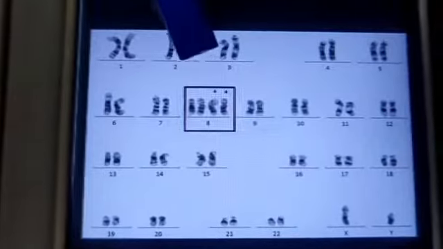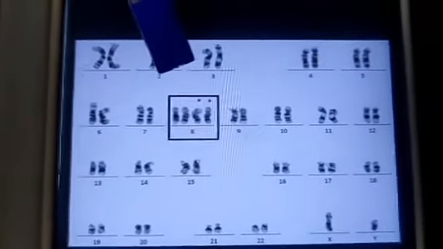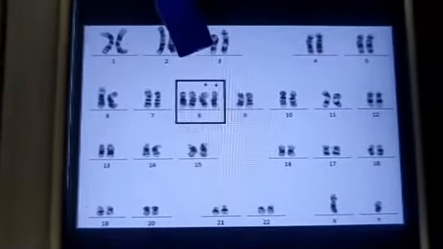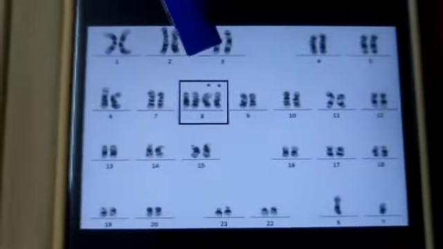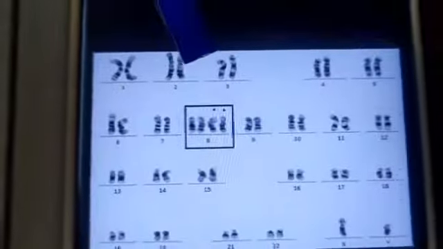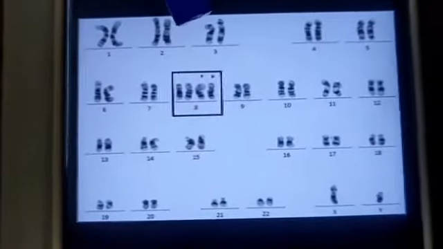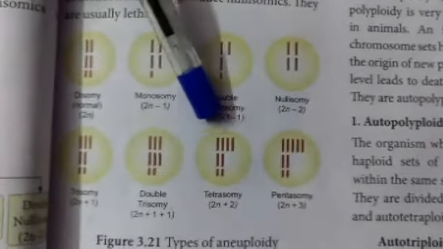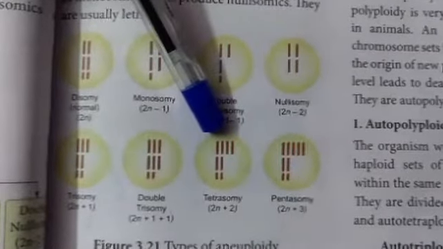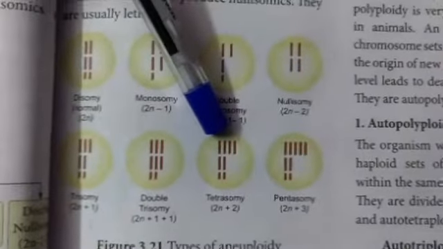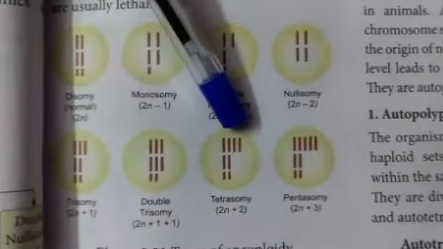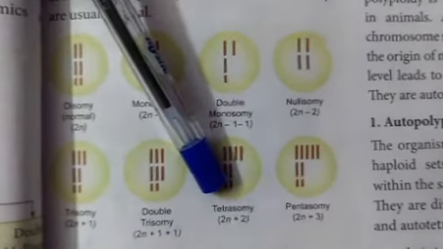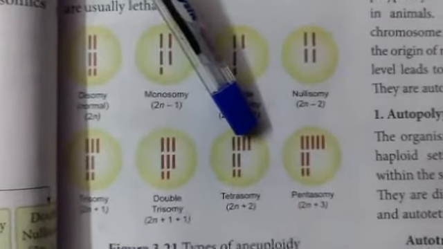If it is 2n plus 2 plus 2, where two chromosomes are again added to another pair, it is called a double tetrasomy. Double tetrasomies and tetrasomies are seen in wheat plant. In tetrasomy, a pair of chromosomes is added to the diploid set, that is, two chromosomes are added. It is called a tetrasomic, 2n plus 2 chromosomes.